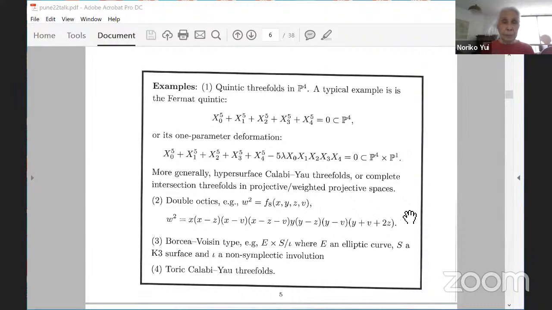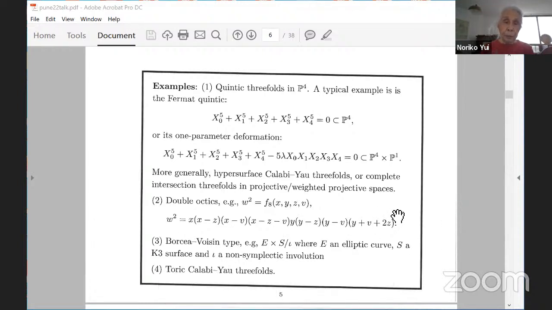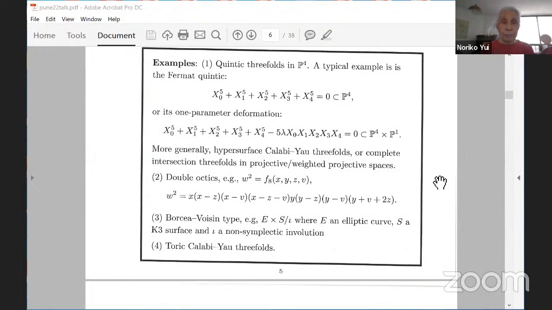And we know that the elliptic curves are double cubics. That's the typical definition of elliptic curves. If you look at K3 surfaces, you can look at the double sextics, the double cover of the degree six curves. So that's K3. Along this line, you can take double octics: you take a degree eight surface, and then you take the double cover of that. Those double octics will give you Calabi-Yau threefolds.